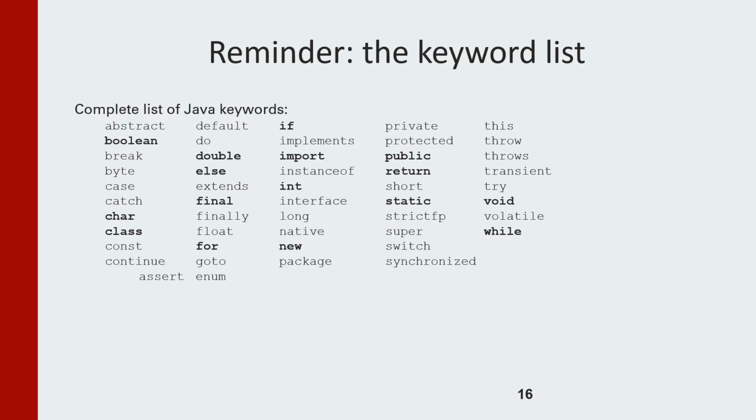Then just as a quick review, there is a keyword list in Java, so make sure that you know what the words that we have on this list are and take the time to review them and see where you're using them in your programs.